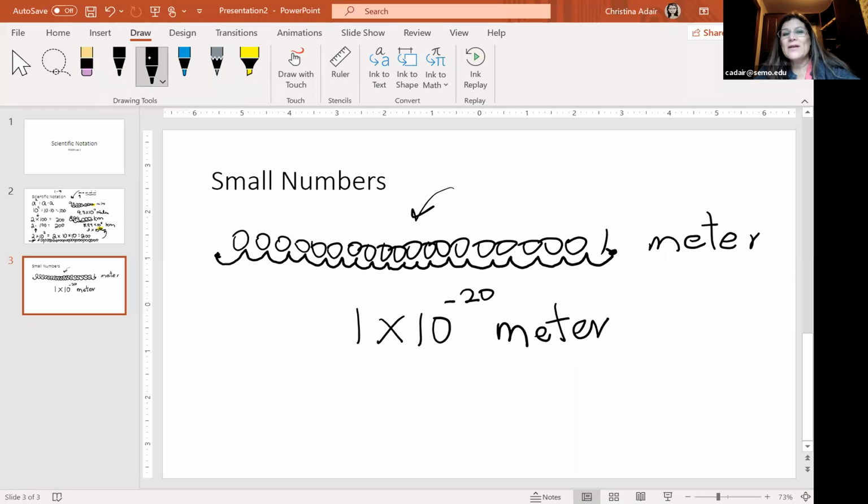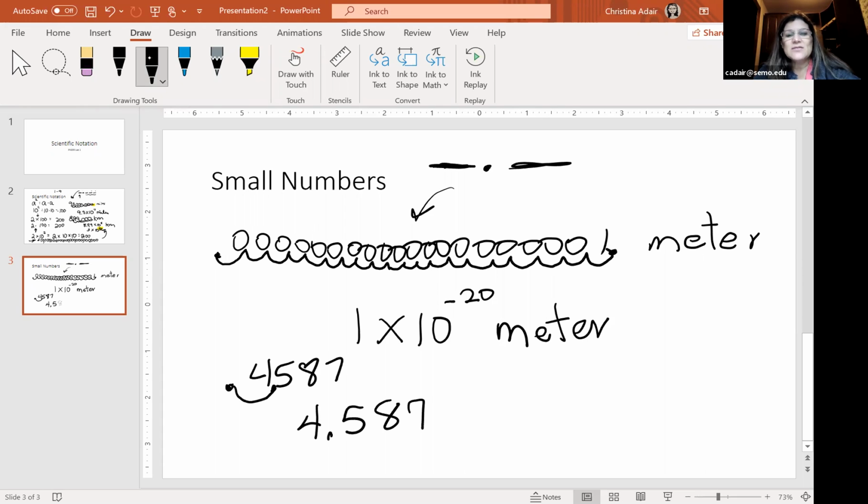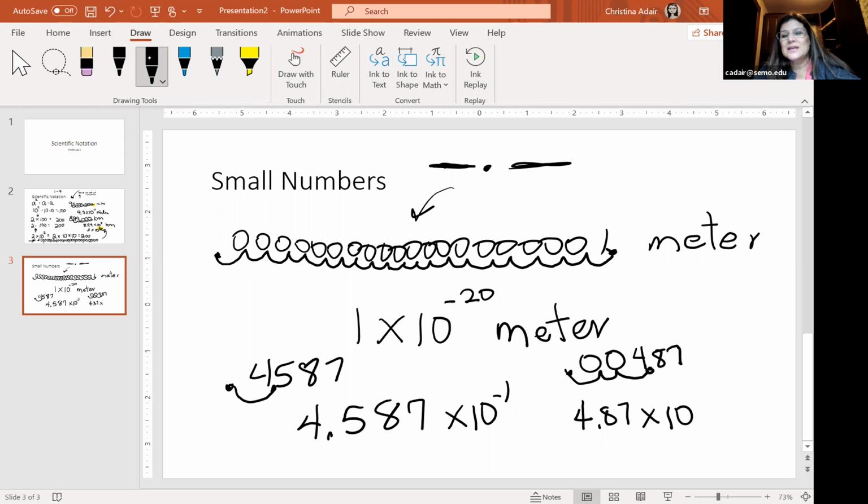Remember our formula, we have to have a number between 1 and 9, a decimal point, and some other stuff. And this one, we just left it off because it's a 0. So if I have 0.4587 and I want to write that in scientific notation, I move it 1 place and get 4.587 times 10 to the negative 1. If I have 0.00487, oops, I forgot the 5, but same thing, 1, 2, 3 now. So it's 4.87 times 10 to the negative 3.